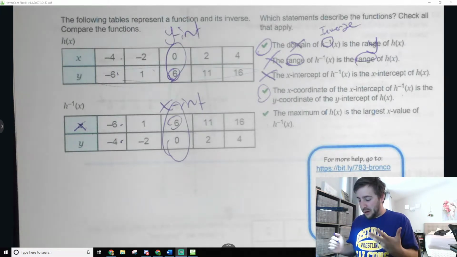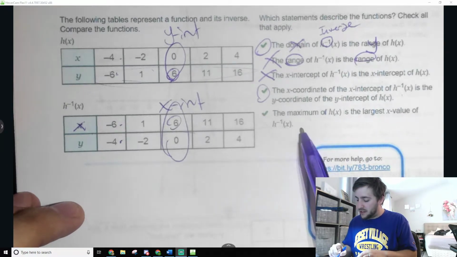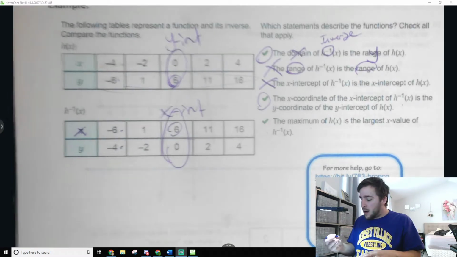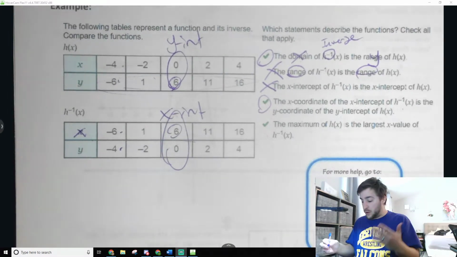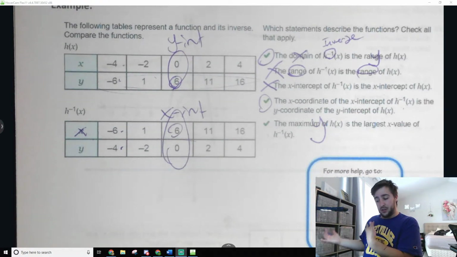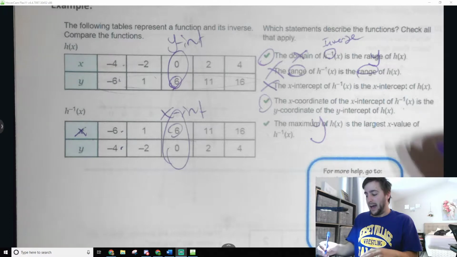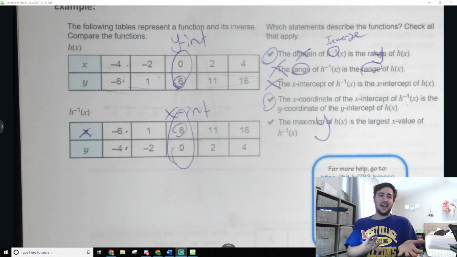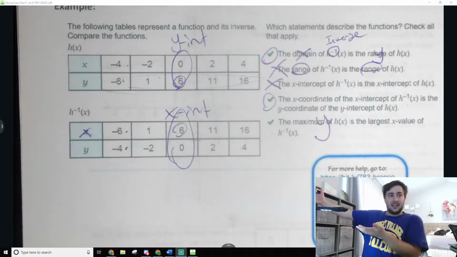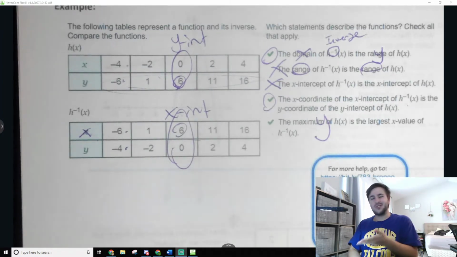Okay, so the maximum of h of x is the largest x value of h inverse. Now, this is something we don't usually talk about, and I actually excluded this from our notes, but it's good to talk about. When you talk about maximum or minimum, you're talking about a y. So we're saying some y value of the original function would be the largest x value of the inverse? Yeah, absolutely. The biggest y of one function is going to be the biggest x of the other function because x's and y's flip-flop for inverses. This is just a weird way of saying it.